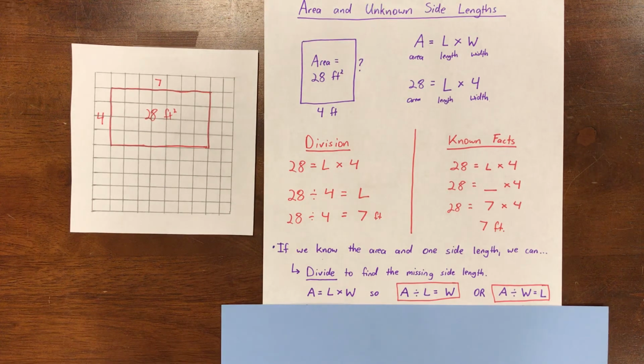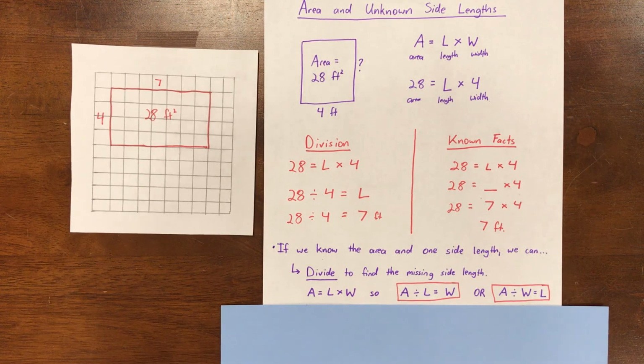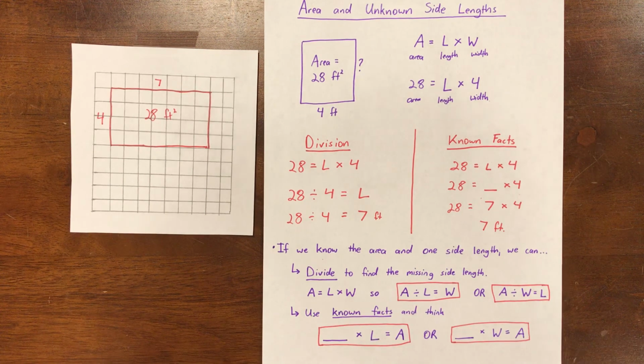How did we just figure out that missing side? Say it out loud. Yeah, we used known facts. We thought blank times 4 is going to equal 28. Okay, go ahead and read this last key point with me. If we know the area and one side length, we can hop down here, use known facts, and think blank times length equals area, or blank times width equals area.